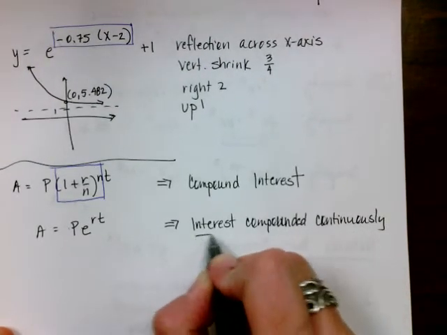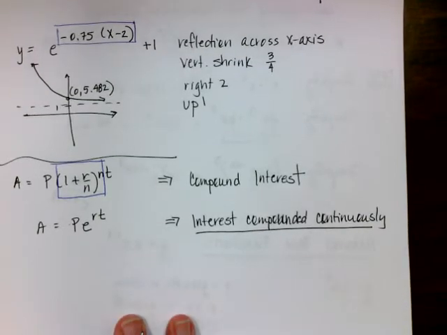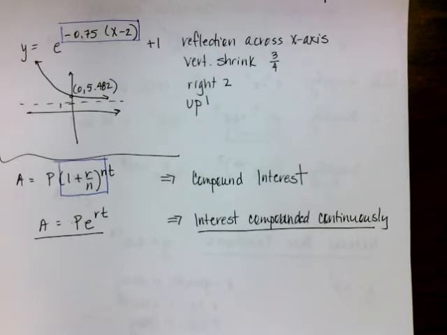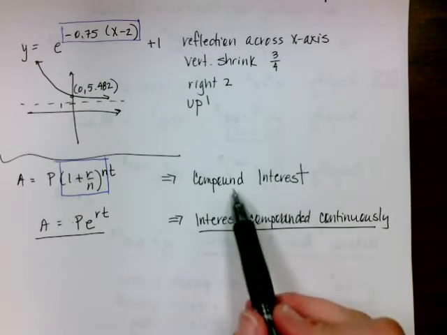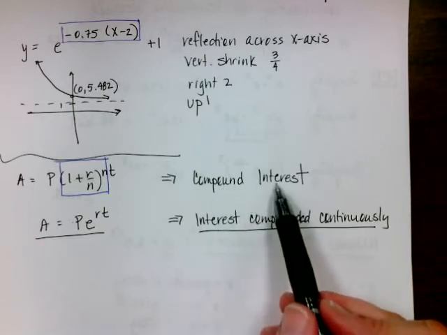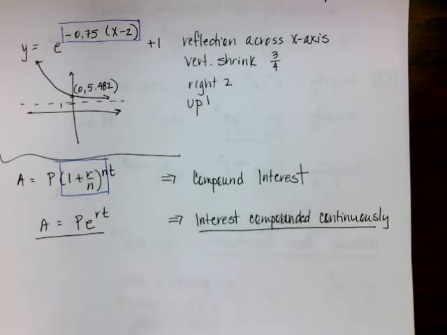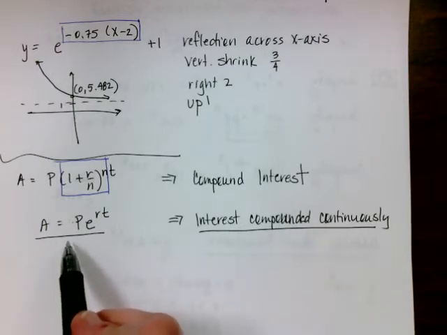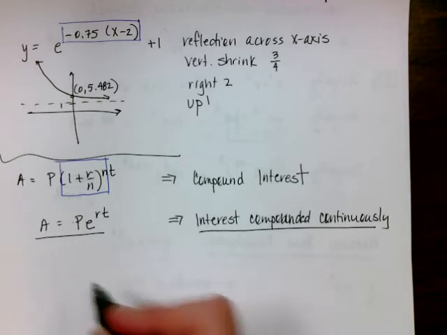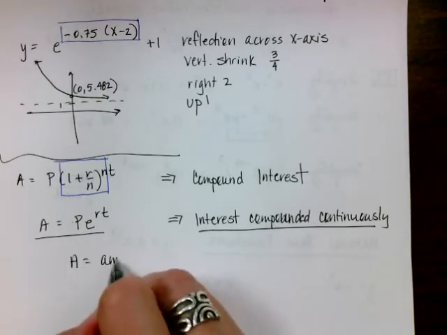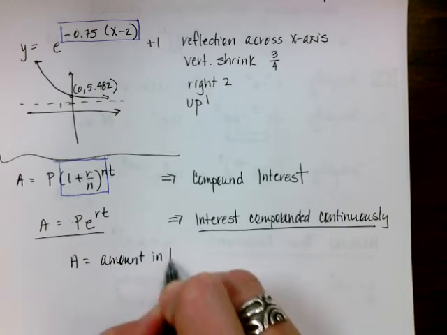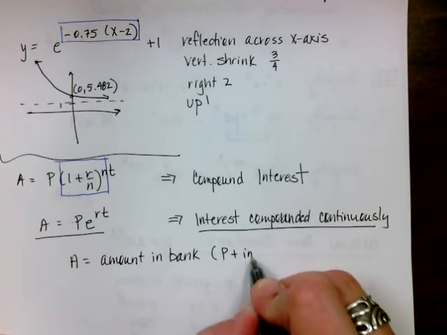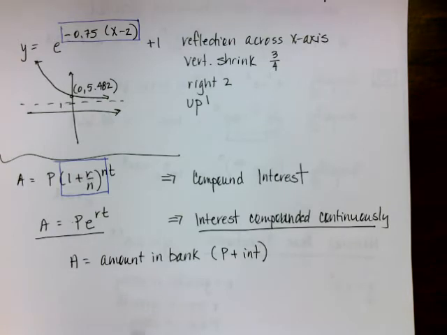So if you see this phrase in a word problem, then you will know that you need to use this formula. So two different formulas, you have to pay close attention to the words in the problem. If it said I'm compounding my interest monthly, then I would use this formula. If it said I'm going to have interest compounded continuously, then I would use A is equal to Pe raised to the rt. A is still going to be the amount in the bank, and by the amount in the bank, I mean that it is your principal plus the interest. That's what the amount in the bank refers to.